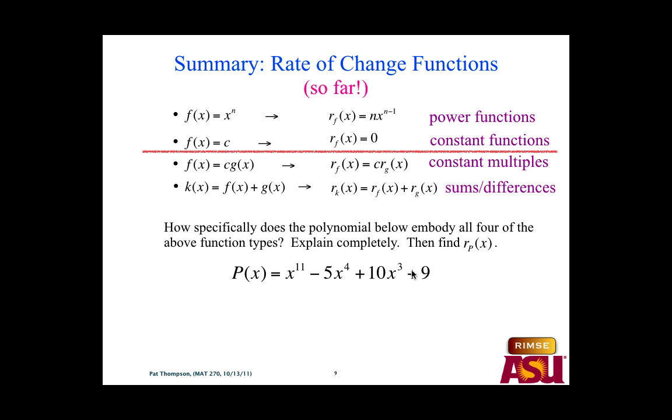This is if this were on its own, p of x equals 9, that would be an accumulation function that isn't accumulating, constant value of 9. So the rate of change due to this term is nothing.